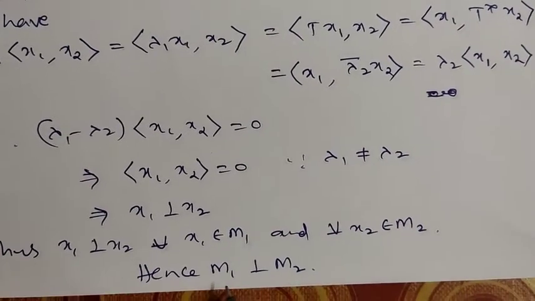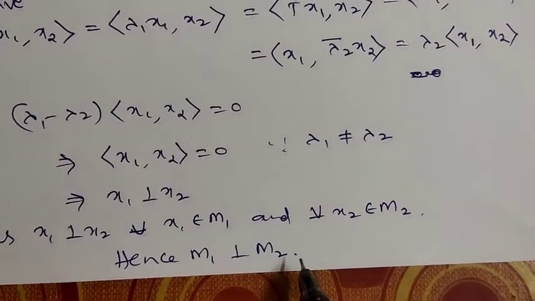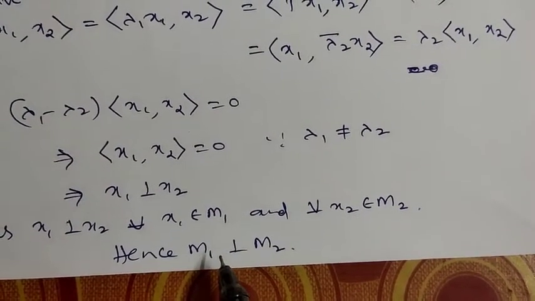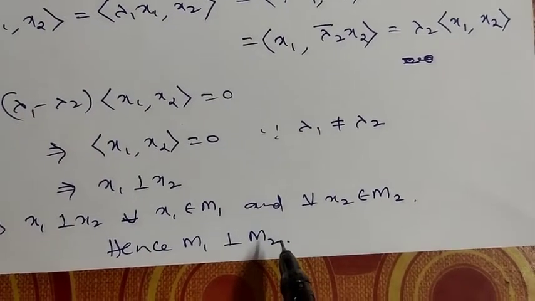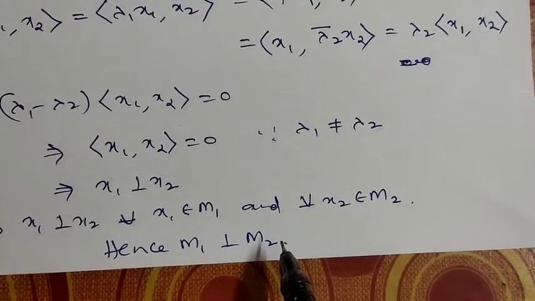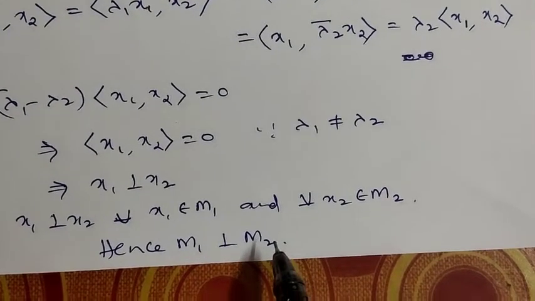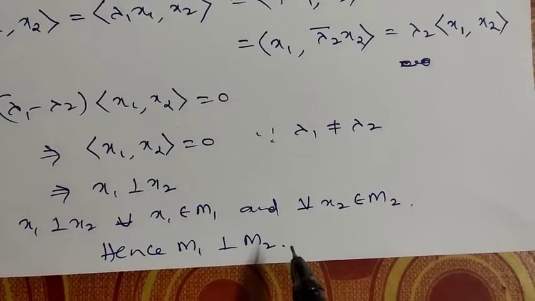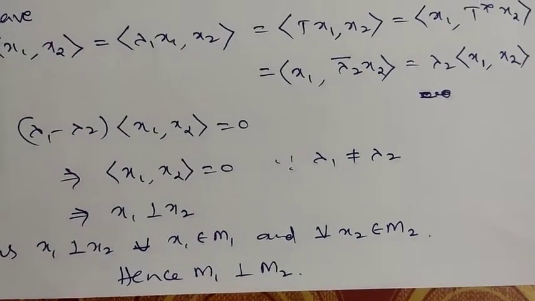Therefore, we can conclude that M1 is orthogonal to M2, means the eigenspace corresponding to the eigenvalue lambda 1 is orthogonal to the eigenspace corresponding to the eigenvalue lambda 2, means eigenspaces are pairwise orthogonal. Okay. Next one, let's take up the other result.